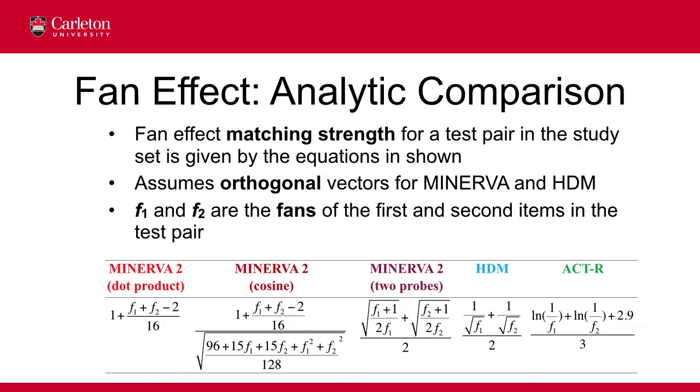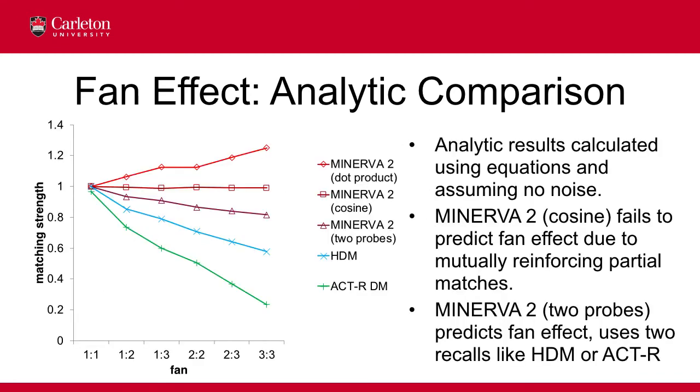To gain a deeper understanding of the behavior of the models, we perform a mathematical analysis. If we assume perfectly orthogonal vectors, the matching strength for a test pair that was in the study set is given by the equations shown, where F1 and F2 are the fans, respectively, of the first and second items in a test pair. Now that we can compute the exact values for the matching strengths for Minerva, we find that the model is not actually constant across different fans when using the vector cosine.